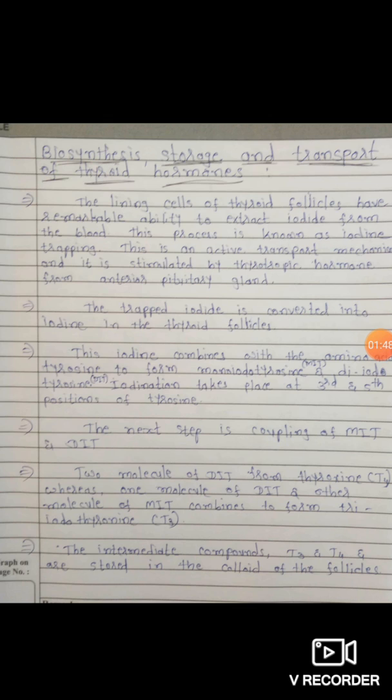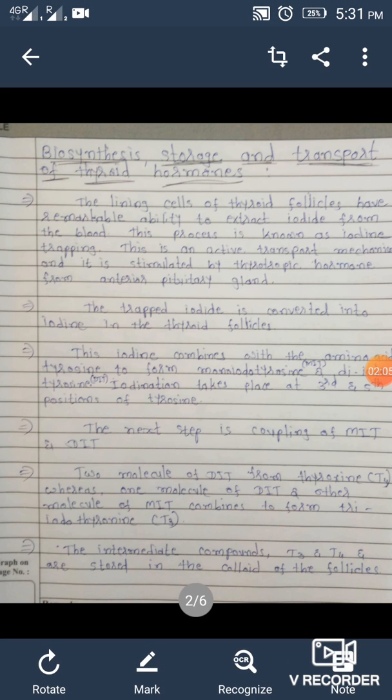Then this iodine will combine with the amino acid tyrosine to form MIT and DIT. MIT means monoiodotyrosine and DIT means diiodotyrosine. This process takes place at the third and fifth positions of tyrosine. And the next step is coupling of MIT and DIT. These molecules will couple and ultimately form thyroid hormone.